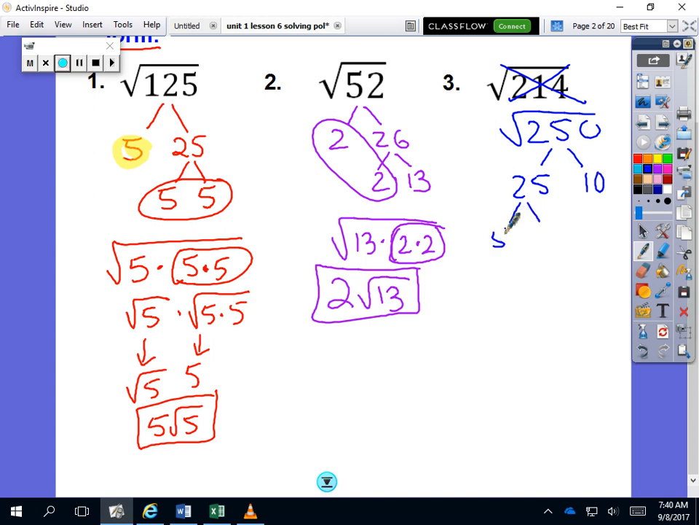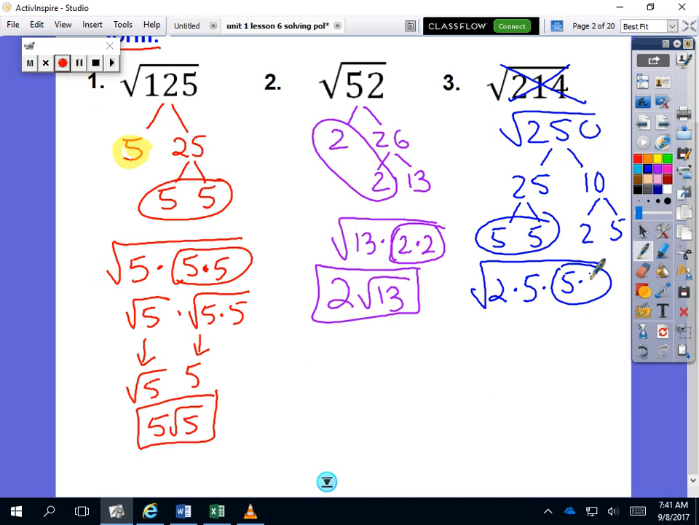25 is 5 times 5. But remember, 10 is 2 times 5. So don't make a mistake and multiply 5 times 5 to get 10. That would be adding. Okay, so now I have one pair of 5s, and I have a leftover 2 and a leftover 5. So under my radical, I have 2 times 5, and then that 5 times 5. So I pull out one 5, and 2 times 5 stays under the radical, so you have 10 there.